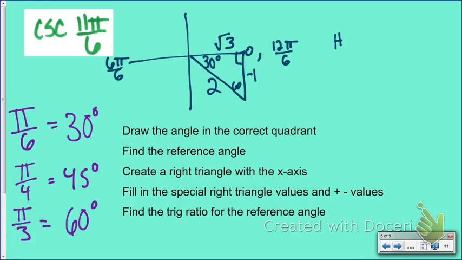Cosecant is hypotenuse over opposite. It's the reciprocal of sine. So hypotenuse is 2, and my opposite from my reference angle is negative 1, which means my value is negative 2.